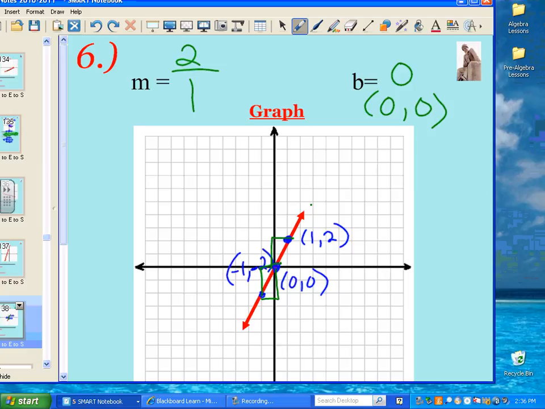All right, let's write our equation. We have y equals 2x plus 0. I am just going to write it as y equals 2x. Okay, someone besides Eric is going to give us the scenario. Brian V.